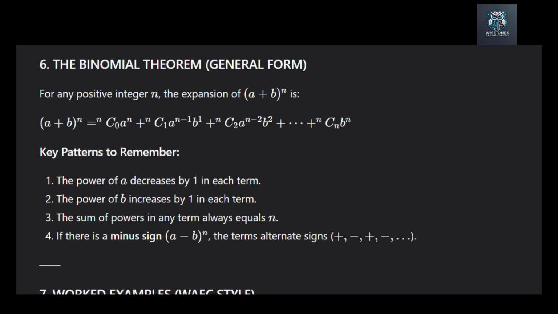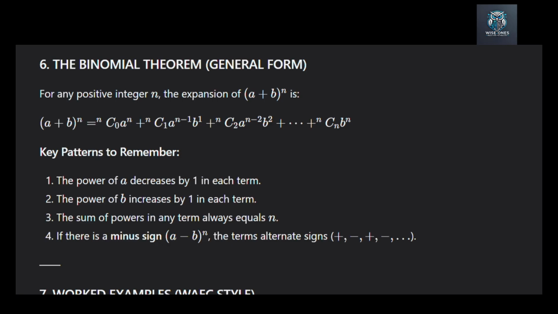There are key patterns to remember here. First, the power of the first letter, A, starts high and goes down by 1 each time. Second, the power of the second letter, B, starts low at 0 and goes up by 1 each time. Third, if you add the powers of A and B in any term, they always add up to n. Fourth, if there is a minus sign in the bracket, like a minus b, then the signs of the terms will alternate. Plus, minus, and so on.